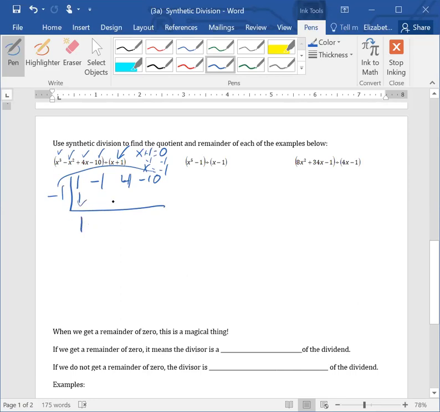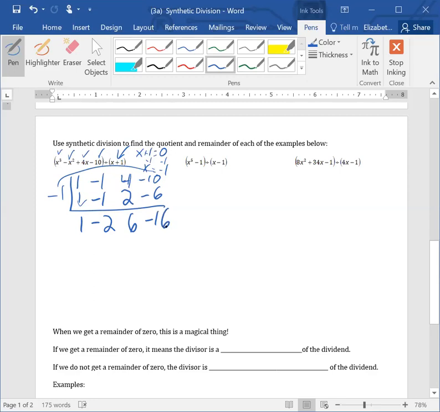So 1 times negative 1 is negative 1. We're adding. So negative 1 plus negative 1 gives me negative 2. Negative 2 times negative 1 gives me positive 2. 4 plus 2 gives me 6. 6 times negative 1 gives me negative 6. And negative 6 plus negative 10 gives me negative 16.